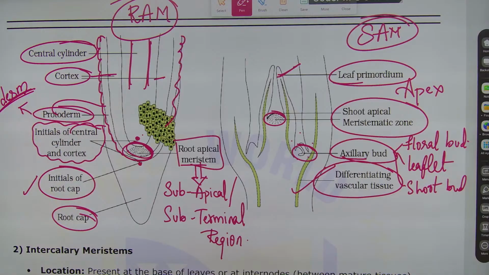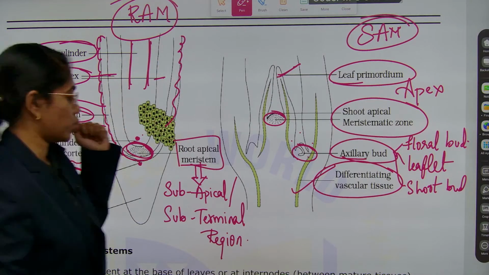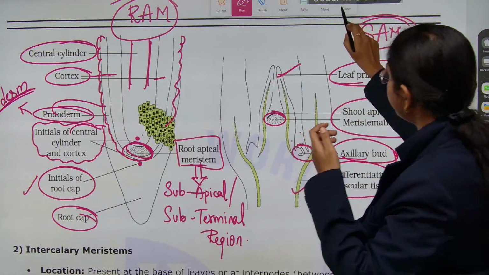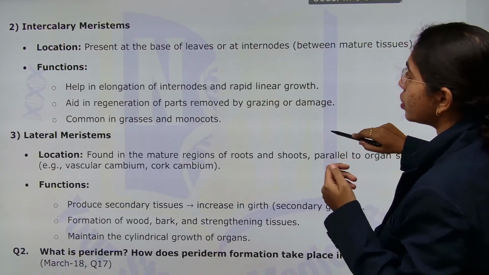So, this is the complete information about root apical meristem and shoot apical meristem. Now, we will move on to intercalary meristems. Where are intercalary meristems present?